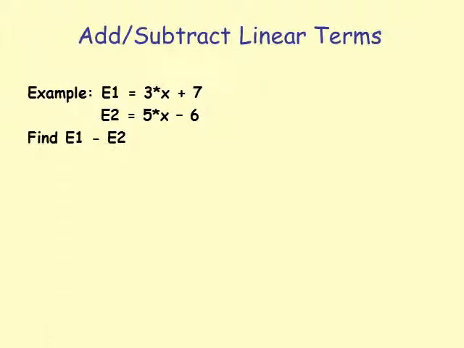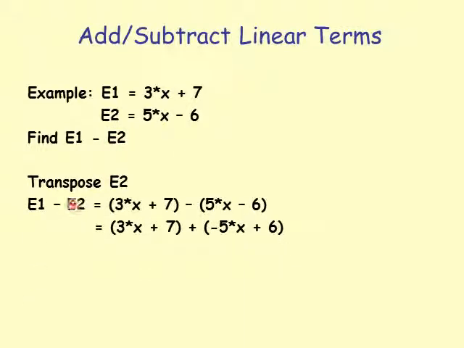Let's continue here. So we do E1 minus E2 this time. We know how to do E1 plus E2, so we would transpose E2 into minus E2. So E1 minus E2 is 3 times x plus 7, that one, minus that one, 5 times x minus 6.